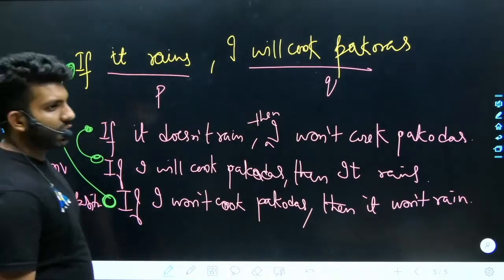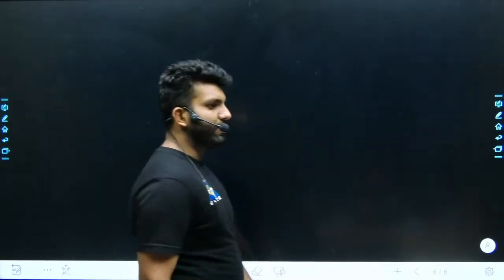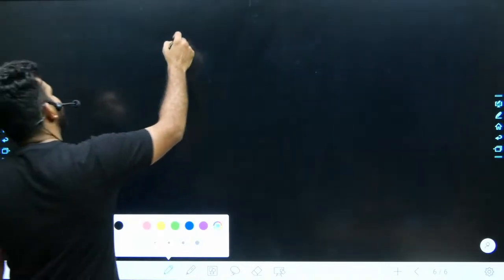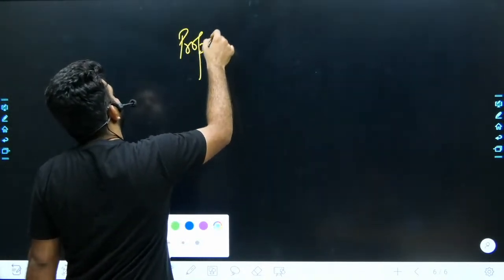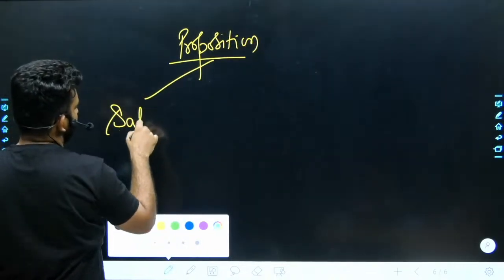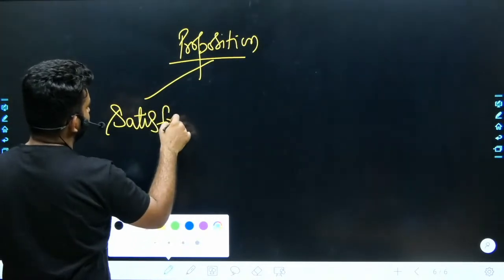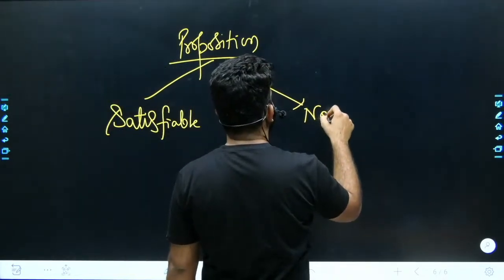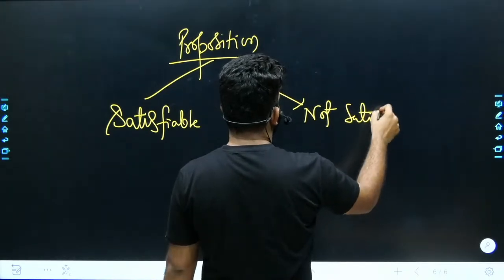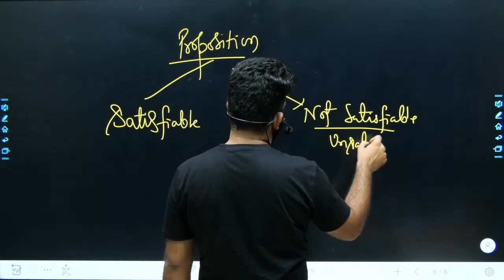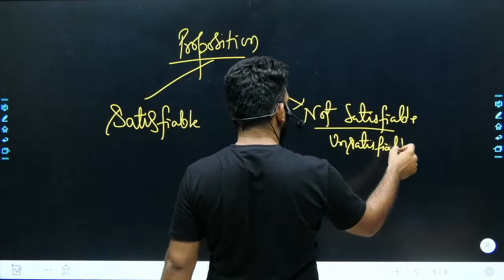Then at last I would be talking about only a few small things. Let's talk about that. First point, what's that? Any given proposition can be either satisfiable or not satisfiable, or simply unsatisfiable.